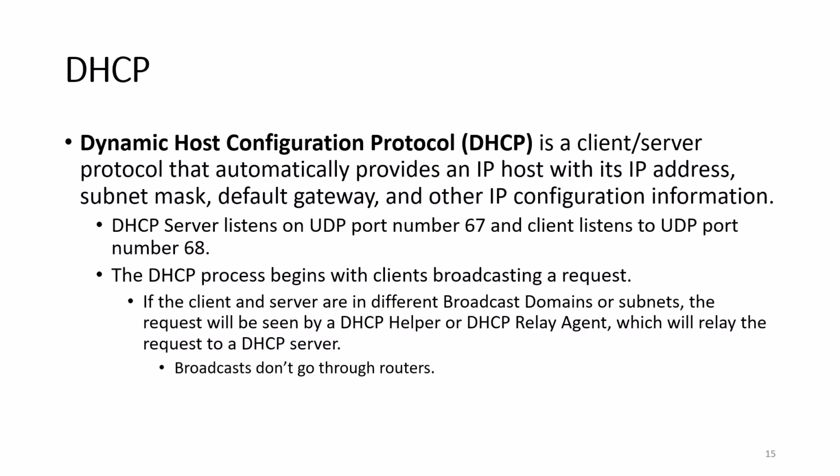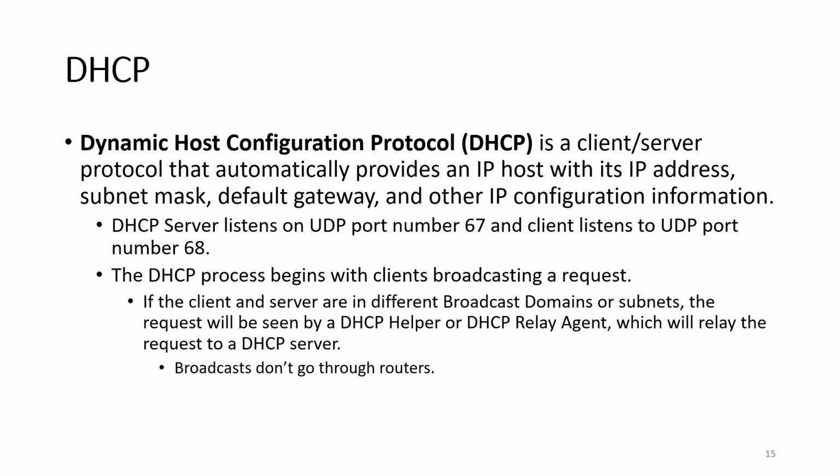The Dynamic Host Configuration Protocol, or DHCP, is a client-server protocol that automatically provides an IP host with its IP address, subnet mask, default gateway, and other IP configuration information. The DHCP server listens on UDP port 67, and the client listens on UDP port number 68.